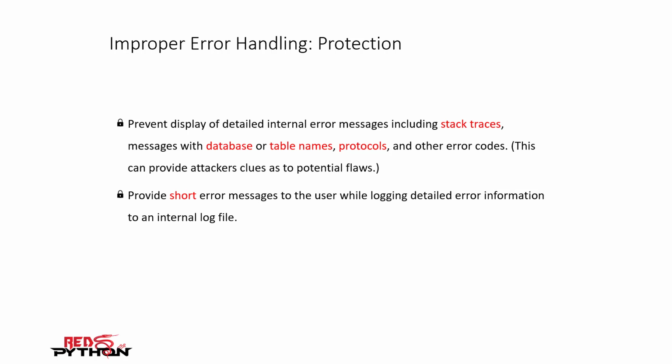How to protect against that? It is simple. I know that while coding, you need to have this information, but once your application is in production, make sure that the messages you're displaying to the users are just short messages that will not reveal much about the application or the infrastructure. Make sure to log this more detailed information into an internal log file. Make sure not to put any database name, tables, or protocols you're using in the error messages.